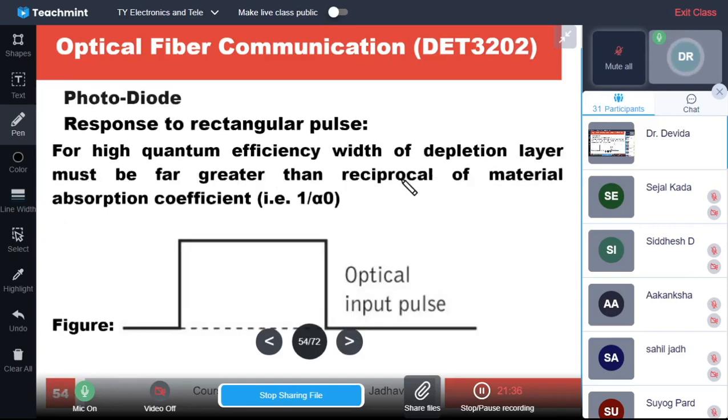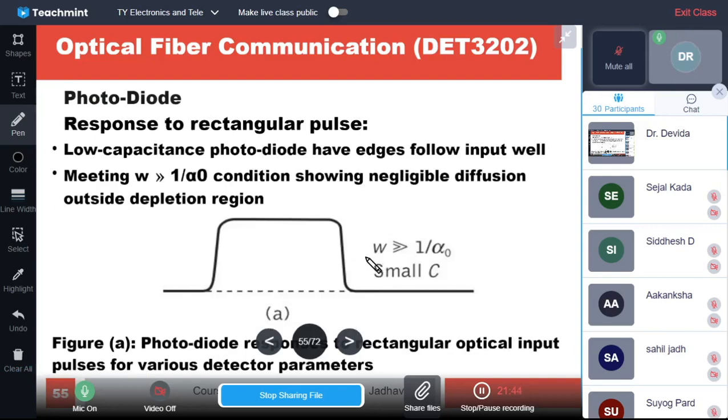So if you supply a rectangular pulse, how should the response be? The depletion width W should be very large compared to 1 upon alpha for better operation, and there should be a small C for better operation. The response will be rectangular, will not get distorted, modified, or delayed if these two conditions are fulfilled: W is very large compared to 1 upon alpha 0, and C is small.